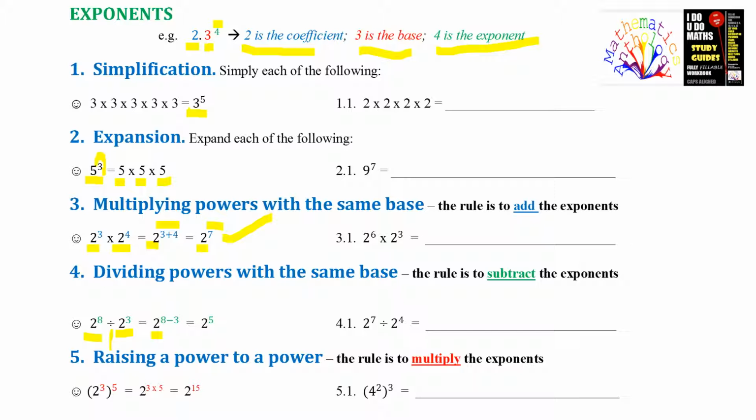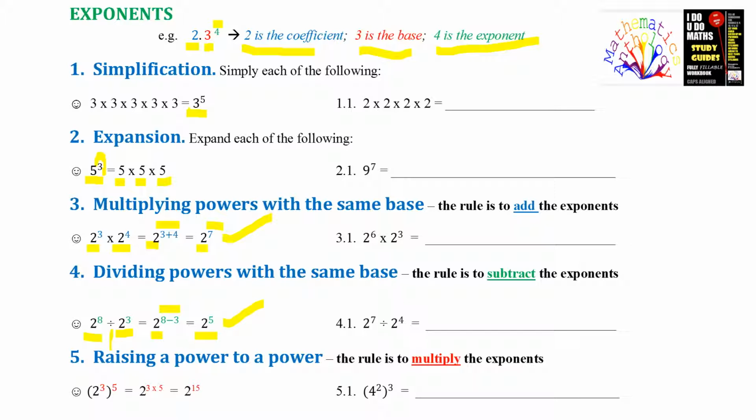Because the sign is division, we're going to subtract the powers. So the powers are 8 and 3. So 8 minus 3 for division. So that becomes 2 to the power of 8 minus 3, which is 2 to the power of 5.